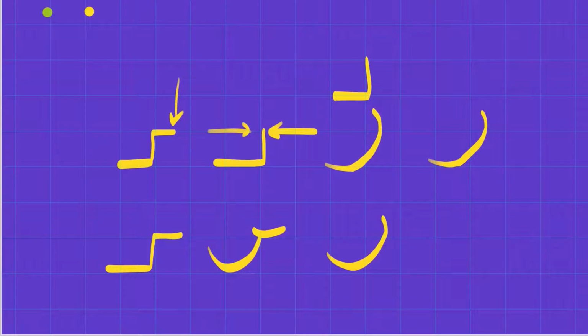Here it looks like the Dal letter, but remember, the Dal is above the horizontal line. The Ra is mostly below the horizontal line, even though they could look the same when you write them in the simple format.